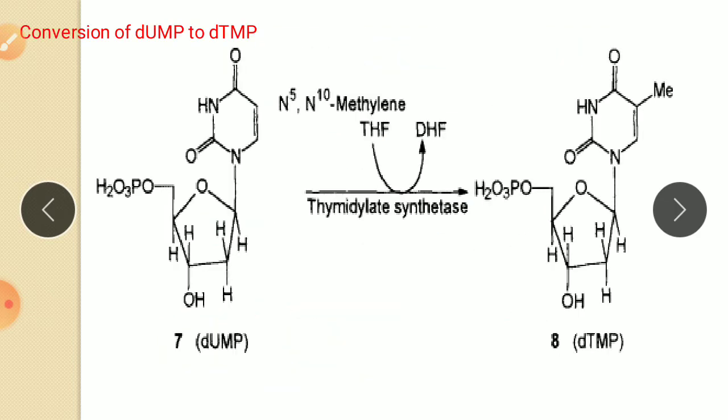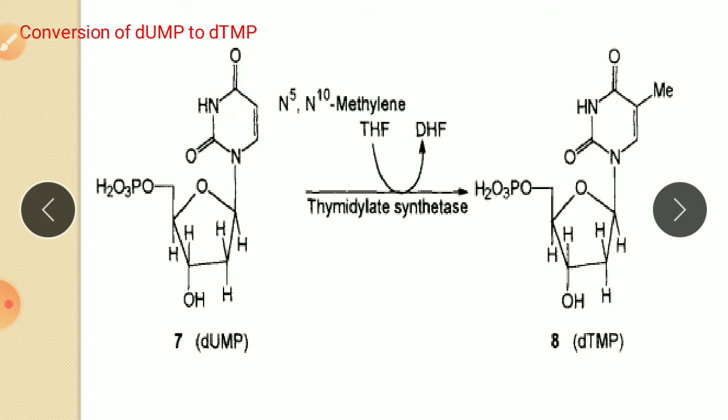So normally it is a reaction where dUMP is converted into dTMP by the enzyme thymidylate synthase. If we see this reaction, the only difference is a methyl group. So here only methylation takes place. dUMP is converted into dTMP by this enzyme thymidylate synthase, which adds a methyl group on the 3rd position.